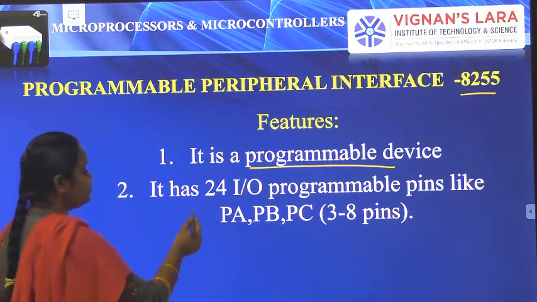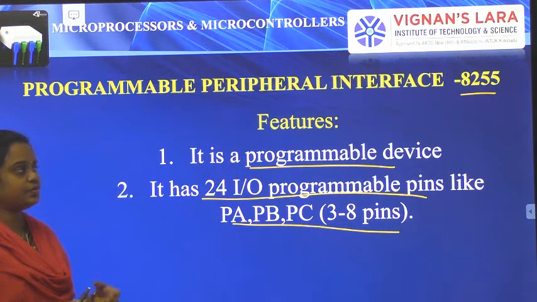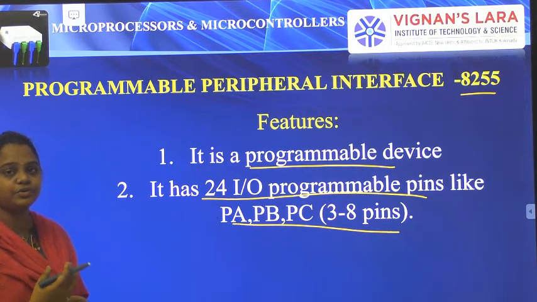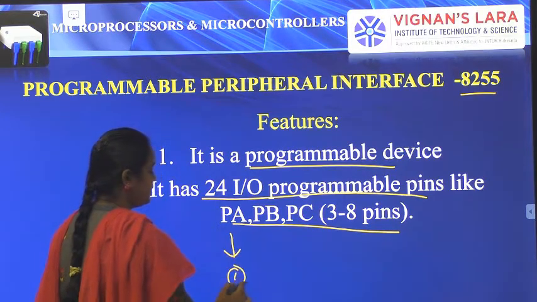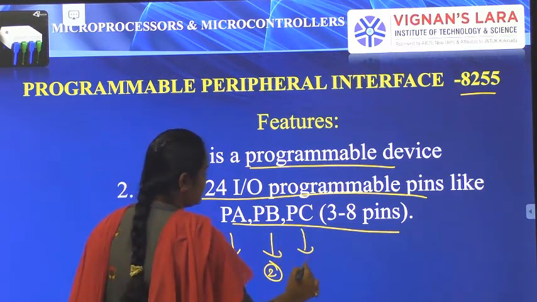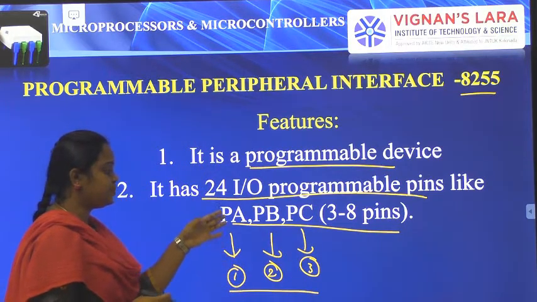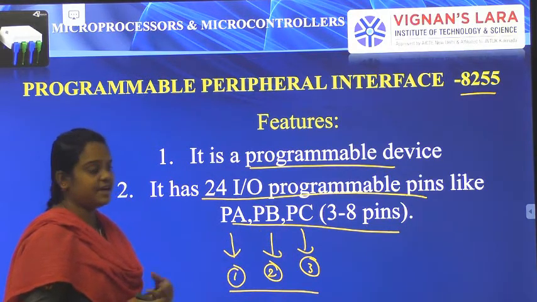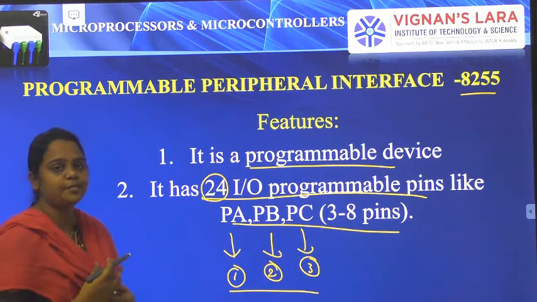It has 24 input-output programmable pins, like port A, port B and port C. These input and output pins are programmable by the programmer. Port A is one port, port B is another and port C is another, so we have 3 ports. Port A has 8 pins, port B has 8 pins and port C has 8 pins. Totally we have 24 input-output programmable pins.